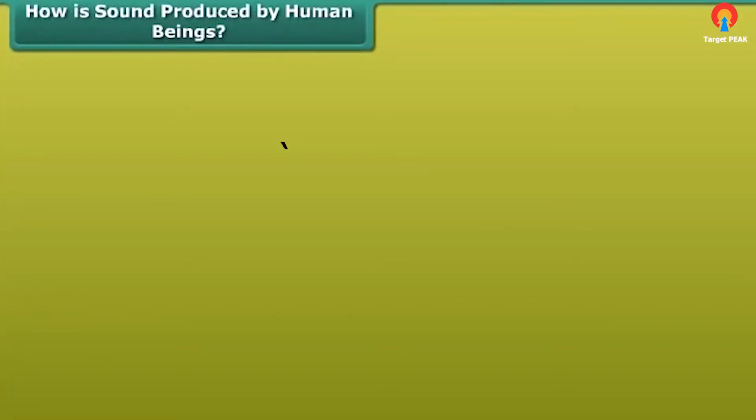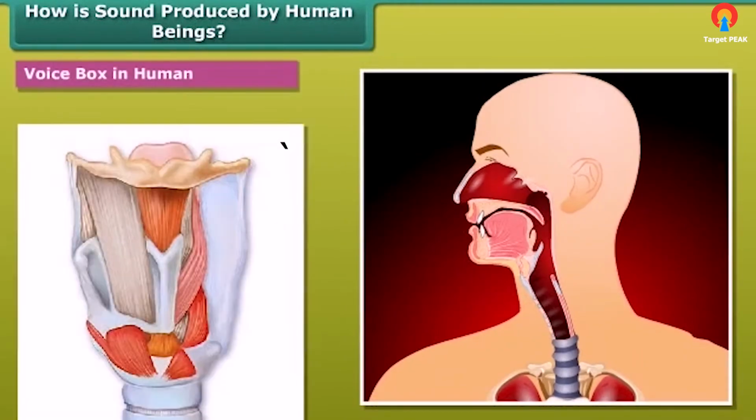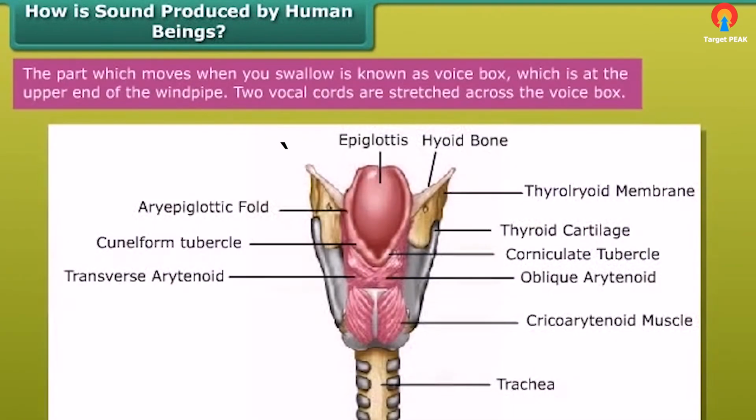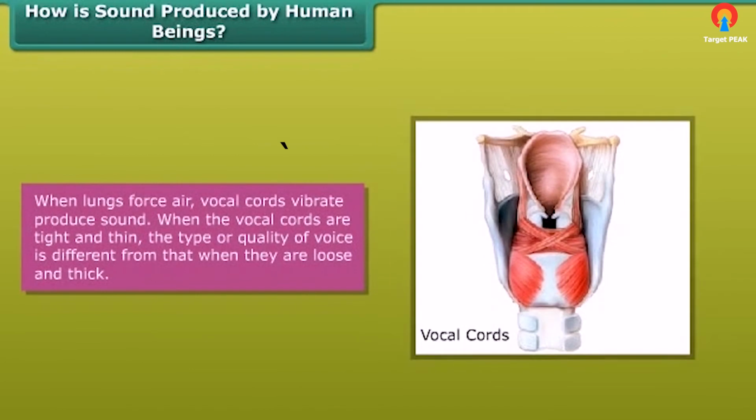How is sound produced by human beings? Voice box in human. Sound is produced by the voice box or the larynx in humans. The part which moves when you swallow is known as voice box, which is at the upper end of the windpipe. Two vocal cords are stretched across the voice box. When lungs force air, vocal cords vibrate, producing sound. When the vocal cords are tight and thin, the type or quality of voice is different from that when they are loose and thick.